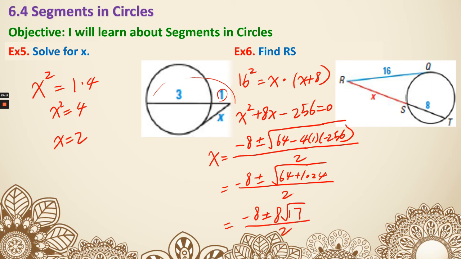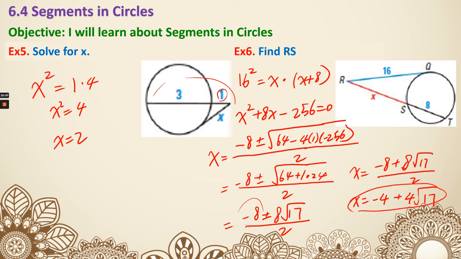And since x is positive, there's no way you can use a negative number, subtract another number, and get a positive. So we are going to ignore the negative sign. So x is going to have to be negative 8 plus 8 square root of 17 over 2, which simplifies to negative 4 plus 4 square root of 17. And that is also just RS. That's example 6. And that concludes everything for 6.4. Thank you.